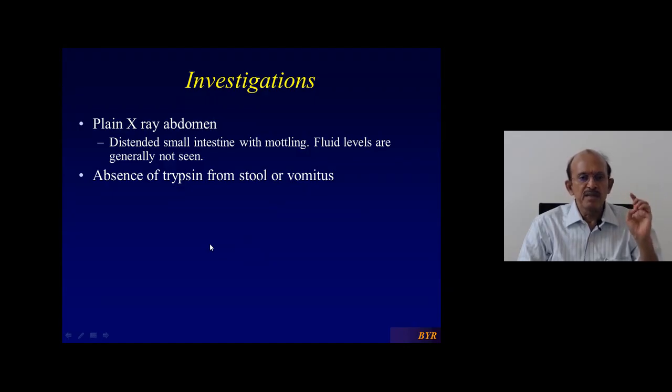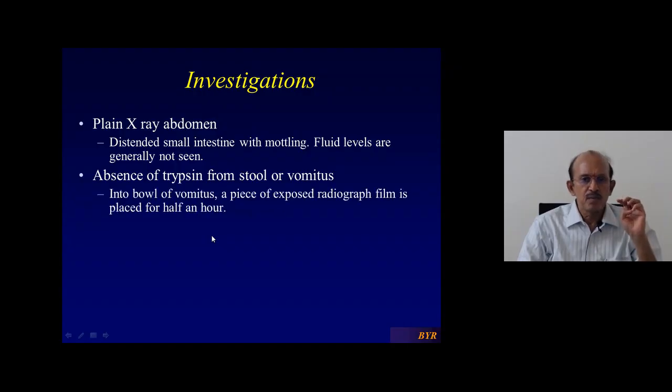In that, the trypsin is absent. Because pancreatic cystic fibrosis is there, the trypsin is not secreted. So the stools, if the child passes, or the vomitus, if the child vomits, doesn't contain trypsin. There is a very simple way to investigate for the presence of trypsin. What you do is, if the child vomits, collect it in a bowl and place a small piece of exposed radiograph film.